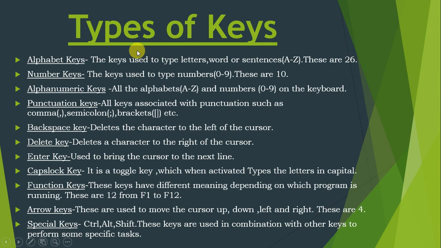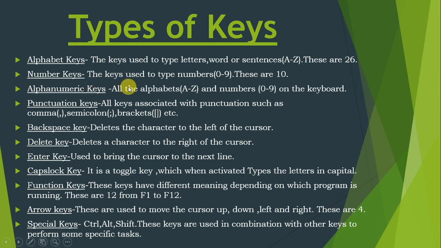Now, types of keys. All of you know that there are 104 keys on the keyboard and they are not the same, they are of different types. Let us learn about them one by one. Alphabet keys. These keys are used to type letters, words or sentences. They are from A to Z and they are total 26. Number keys. These keys are used to type the numbers. They are from 0 to 9 and they are total 10.